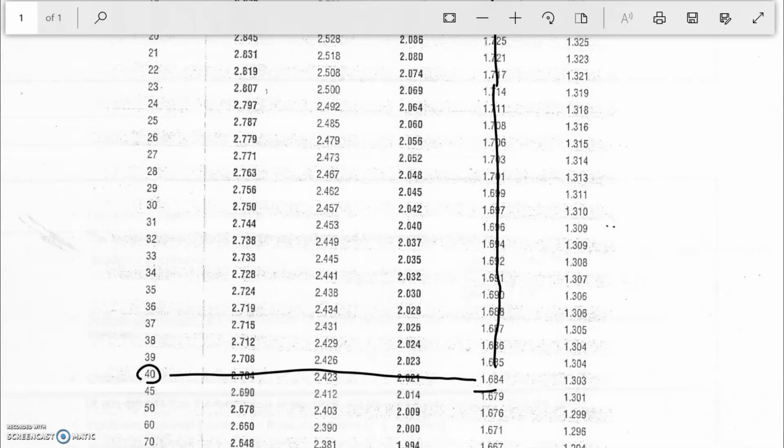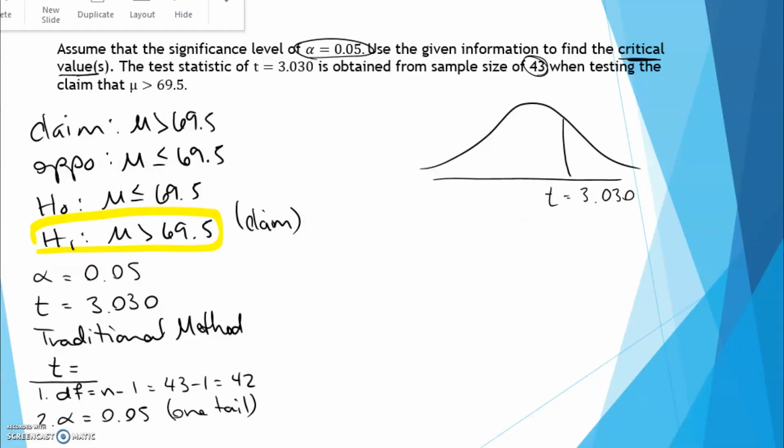So it looks like our critical value is going to be 1.684. And since it's a right tail test, it's going to be positive. If it was a left tail test, it would be negative. If it was a two tail test, then it would be both positive and negative.